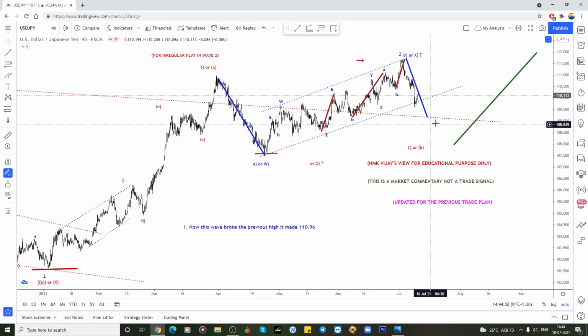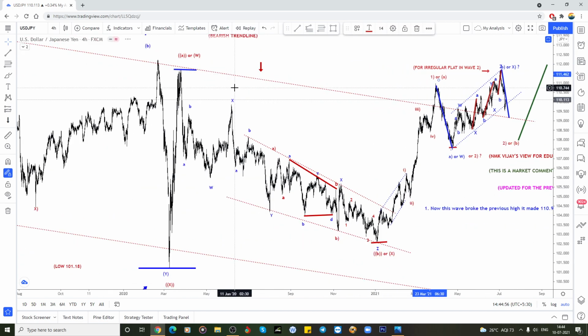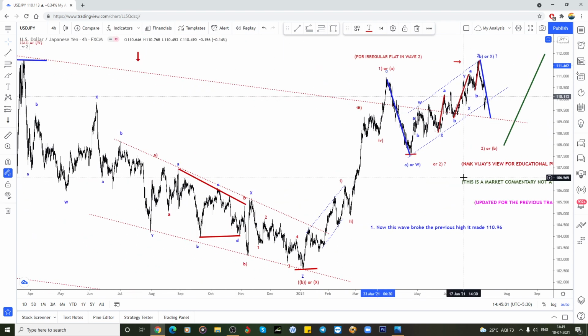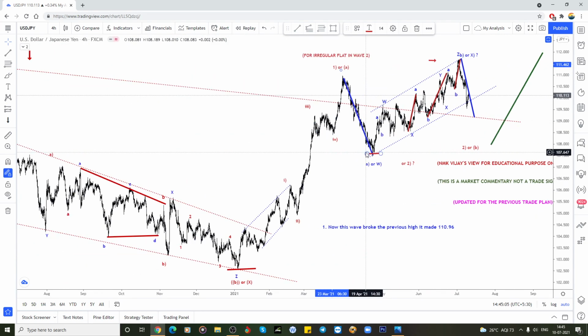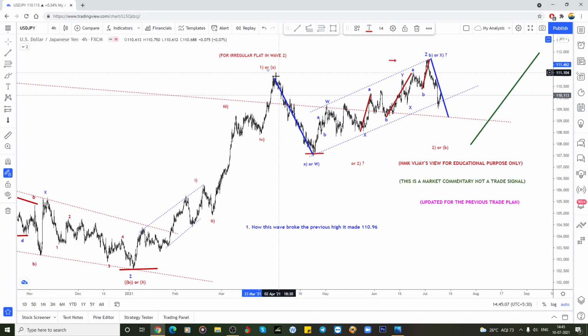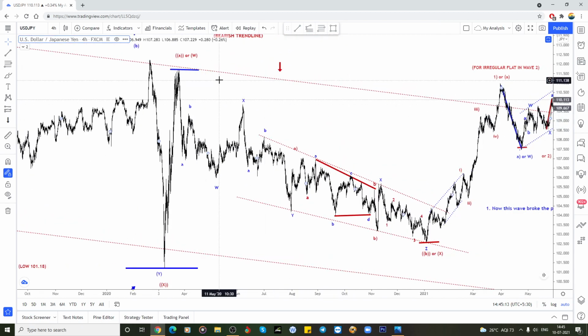That is my view here, because we have already done the five-wave structure of 1 or A, and it didn't break this high yet. So now there is a lot of chance for making 118.7. It's my positional target. I have already changed this wave count, and I explained that last week or the week before also.